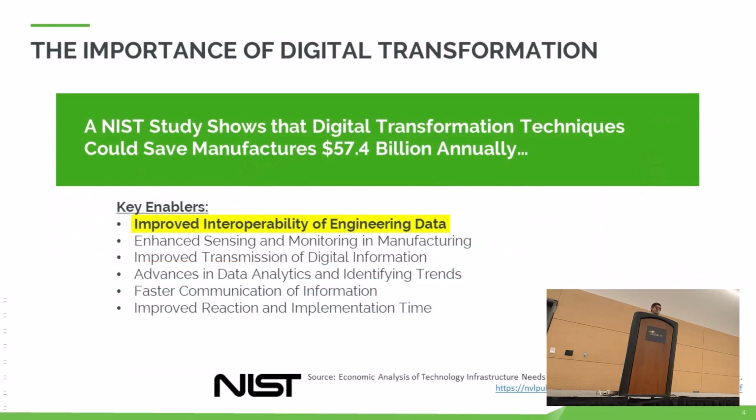So before we begin, I want to talk to you guys about the importance of a digital transformation. This study shows that digital transformation techniques could save manufacturers $57.4 billion annually. And now there's a lot of key enablers that contribute to this statistic. And today we're going to highlight and focus on the improved interoperability of engineering data. So in our presentation today, we're going to talk through some of the shortcomings that one will face with the interoperability of engineering data, and then how, through the use of Creo Parametric and MVD and ISO QIF, we can resolve these shortcomings.